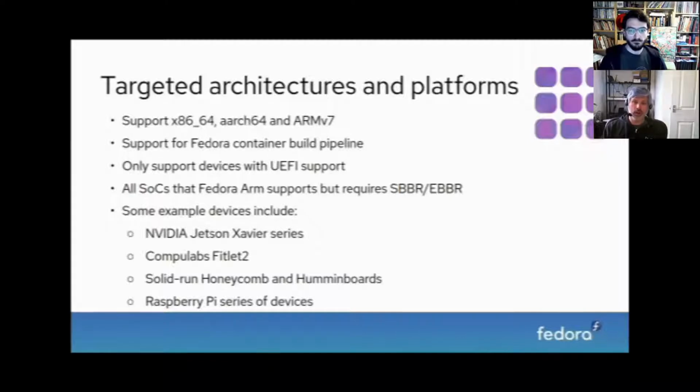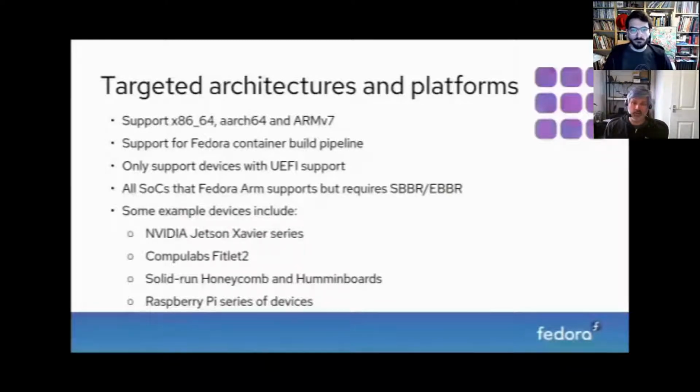And on the ARM side of things, we support all the SoCs and ARM platforms that are supported in Fedora, but we explicitly require SBBR or EBBR support, which mandates things around firmware-provided device trees or ACPI tables and things like that. Some examples of the platforms we support: the Jetson Xavier series, and we should have the Jetson Nano support finished up for Fedora 34 shortly.